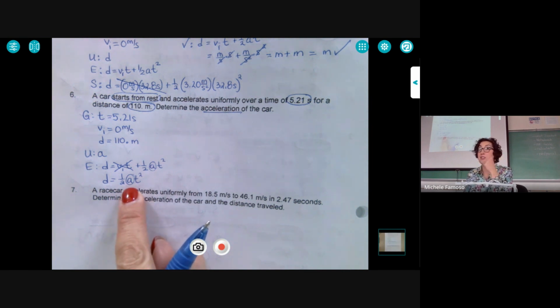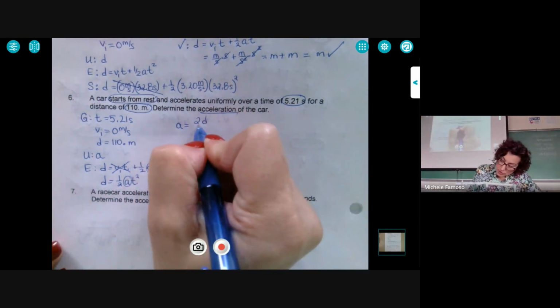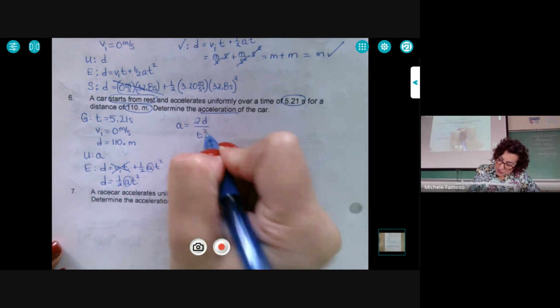So how do you get it to the other side? You divide. D over half of T squared. What's dividing by a half the same as? No, dividing by a half is not the same as multiplying by a half. It's multiplying by 2. So what I'm going to do is show that A is 2 times D over T squared.